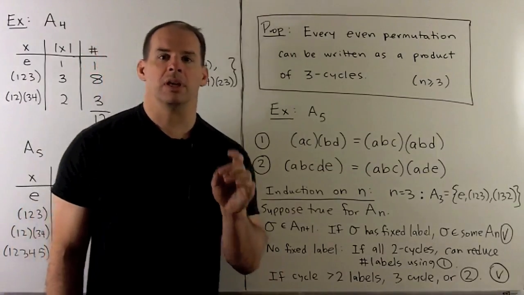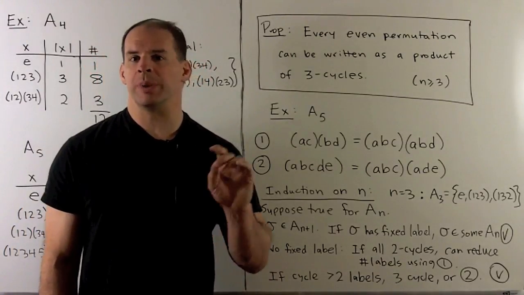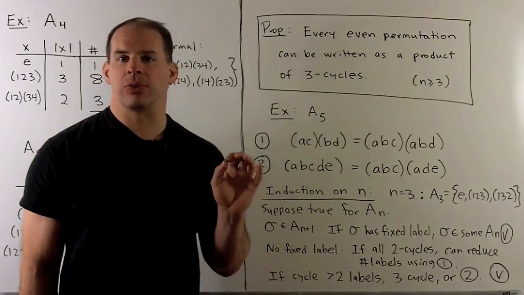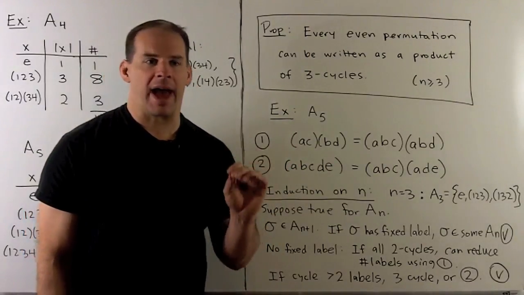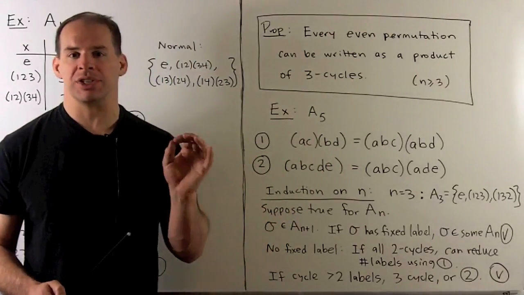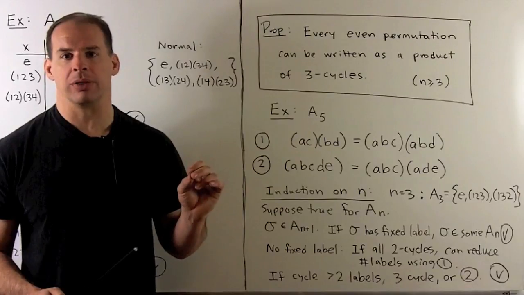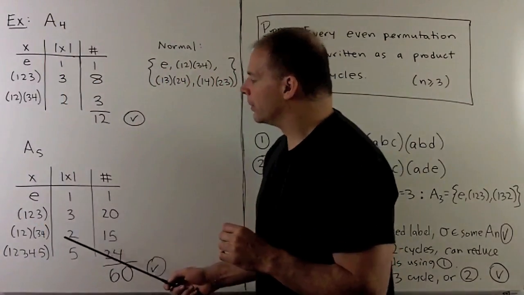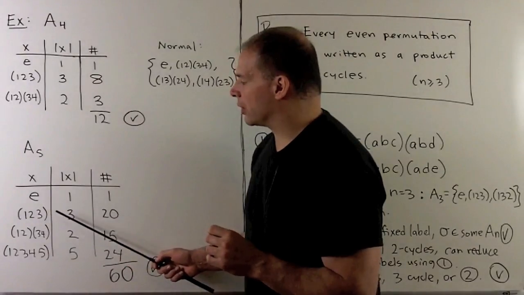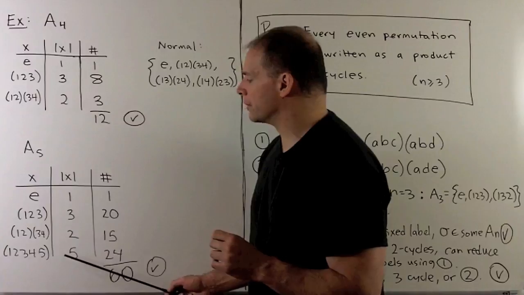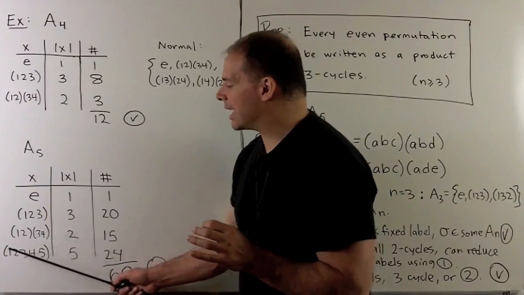Now, if we think of the 2-cycles as being the atoms of S sub n, the atoms for A sub n are going to be the 3-cycles. So every even permutation can be written as a product of 3-cycles, if n is greater than or equal to 3. So in A5, we have 3-cycles, products of disjoint 2-cycles, and 5-cycles. So what's the recipe for our last 2 items?